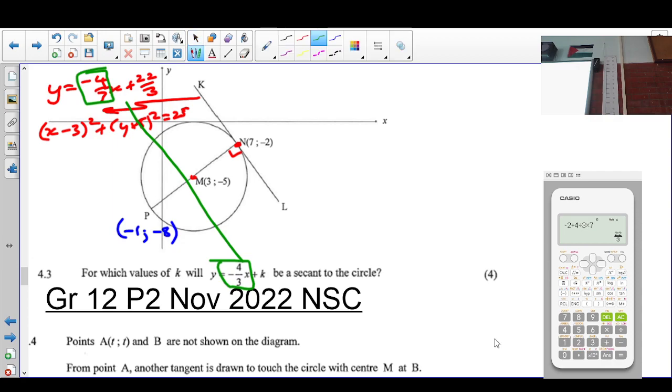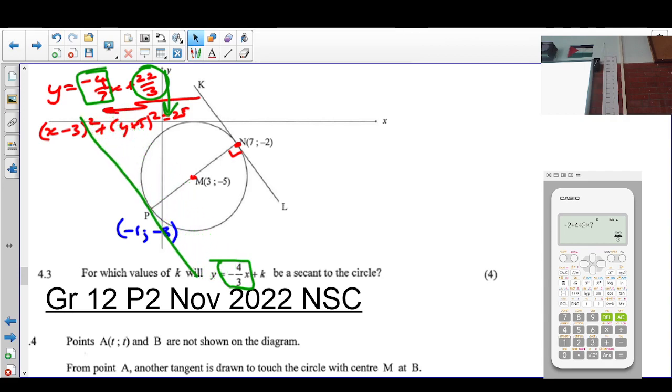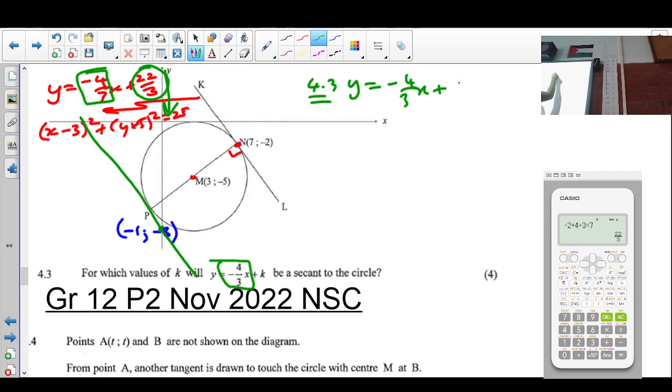Okay, as you can see here, the y-intercept for the upper limit is going to be 22 over 3. So anything less than 22 over 3, but more than your y value at this point here. Okay, so how do we calculate that point? We say we got y is equal to negative 4 over 3x plus c. Since it's going through P, we'll substitute P, which is negative 1 and negative 8. That's an x and a y.